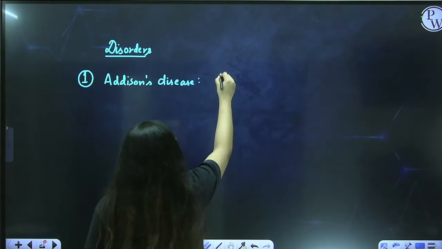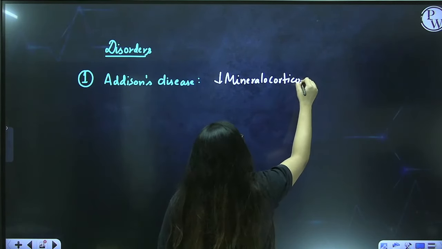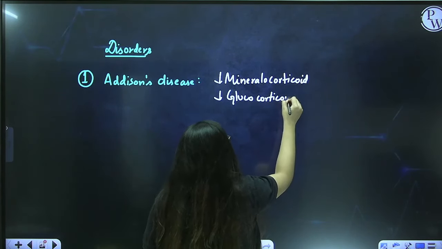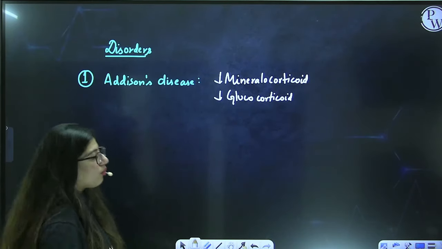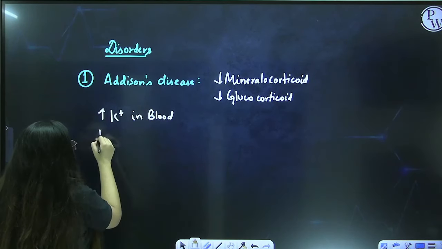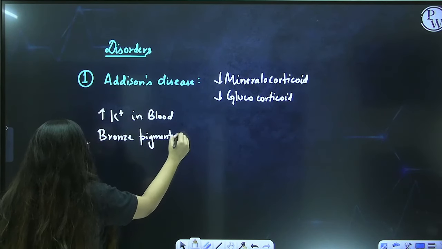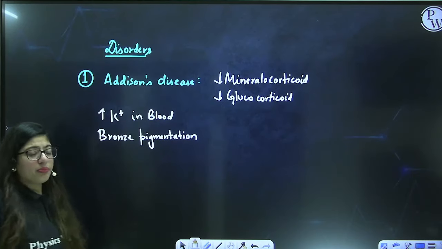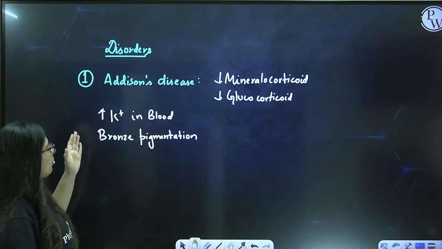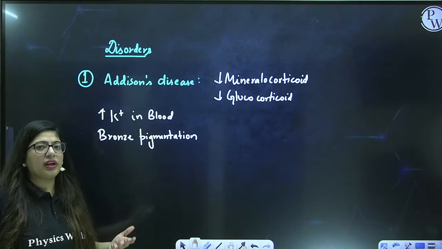So if the adrenal cortex got damaged, the mineralocorticoids and glucocorticoids will be in lower amount. Now what happens? If mineralocorticoid is in lower amount, there will be more potassium ion in blood. The skin will be bronze-like, there will be bronze pigmentation. That means brown color patches will appear on the skin. And when a person has more potassium ion, there will be more toxicity, and the person is not able to walk properly.